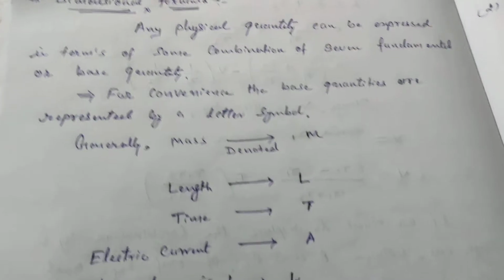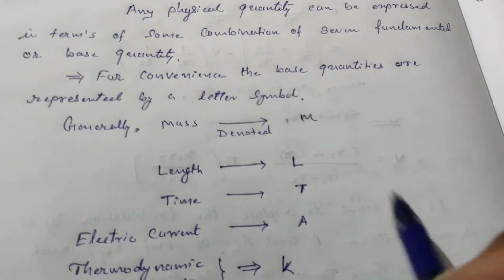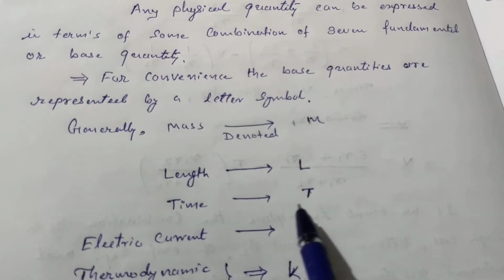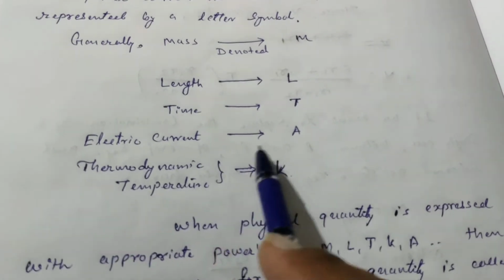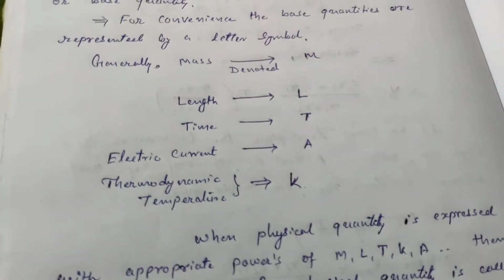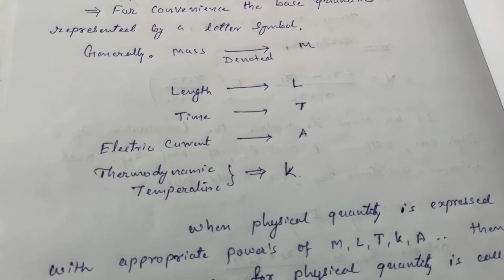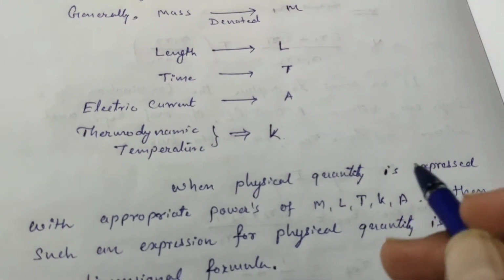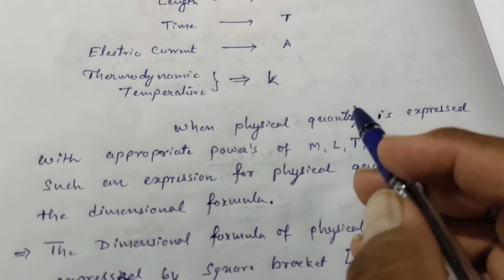Second one, we have length. The length is denoted by L, time denoted by T, electric current denoted by A, and thermodynamic temperature, luminous intensity, and amount of substance that we have to consider in terms of K. So this is the simple definition.